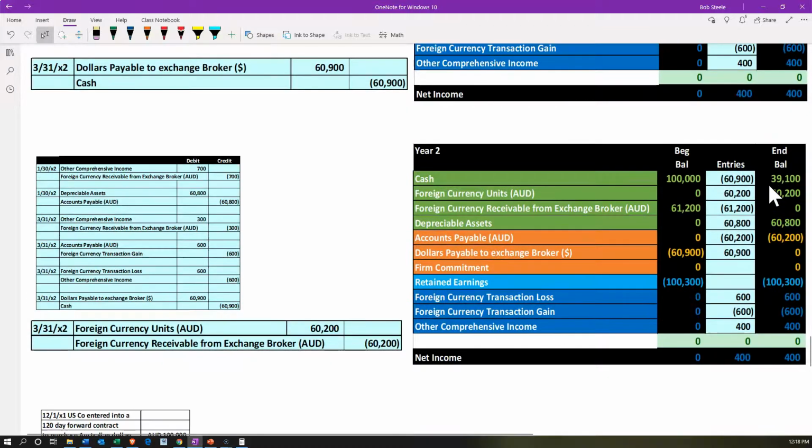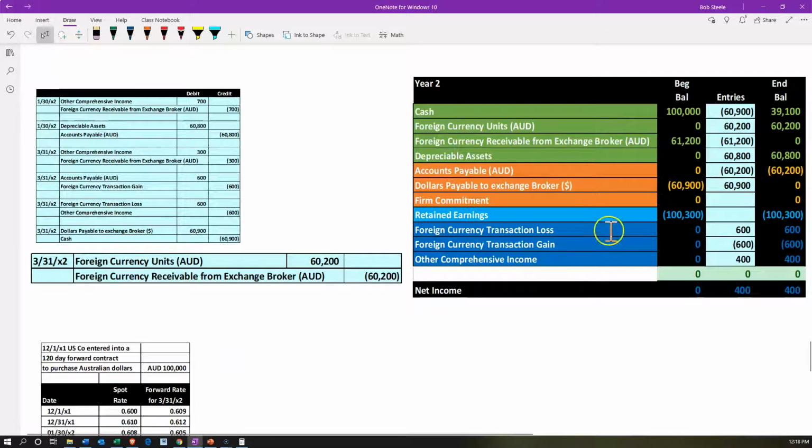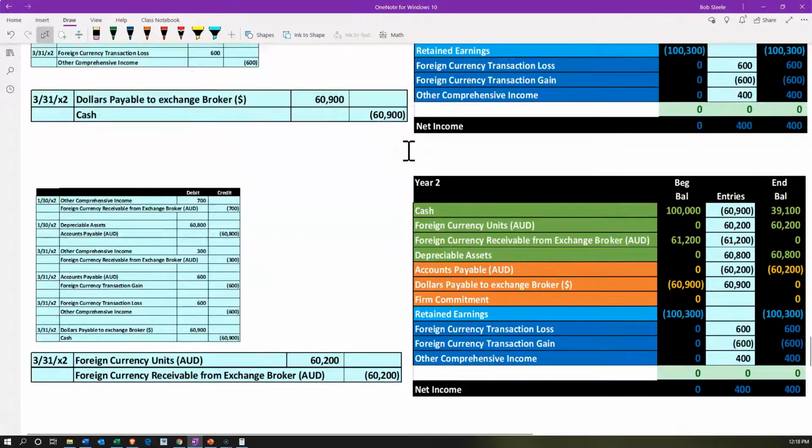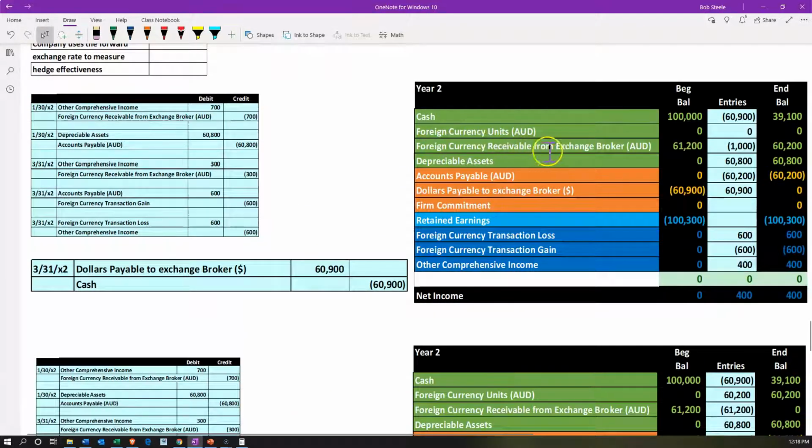Okay, next transaction we're going to have is that we're going to do the other side of the foreign contract, which means we're going to receive on the receivable. So we had a receivable on the books, the foreign, let's look up here to see it. We had the foreign currency receivable, 60,200, because it's now revalued to the current point. That's 60,200 representing the 100,000 Australian dollars we're going to get, right? So now we're going to get the 100,000 Australian dollars.